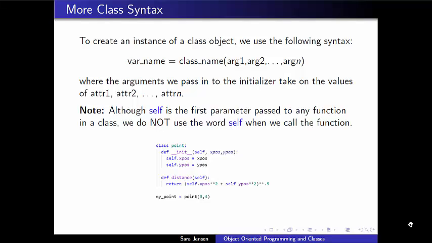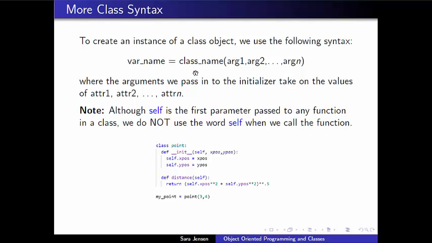Once we've defined our class and created our initializer, how do we go about creating an instance of that class object? The syntax of this holds a few things in common with the previous way that we've created instances of built-in data types. That is, the name that we would like to give to the variable is going to be written on the left-hand side of an assignment operator.